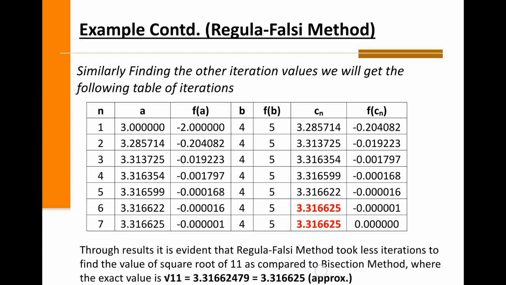as compared to the bisection method. Now you can compare yourself. The bisection method takes 14 iterations for this question to find the root, whereas regula falsi takes only 7 iterations to converge to the same value. So that means the number of iterations is almost half, right? So it is up to you which method you apply in the exam.